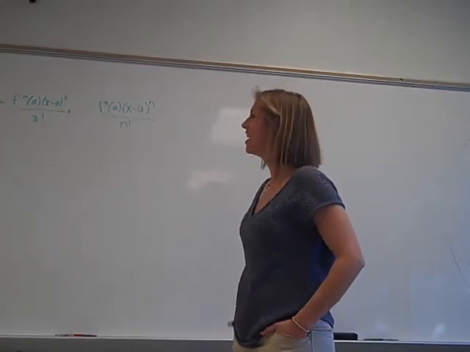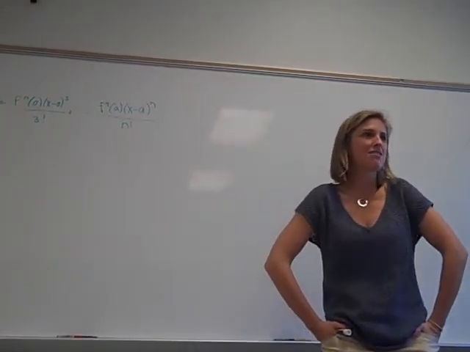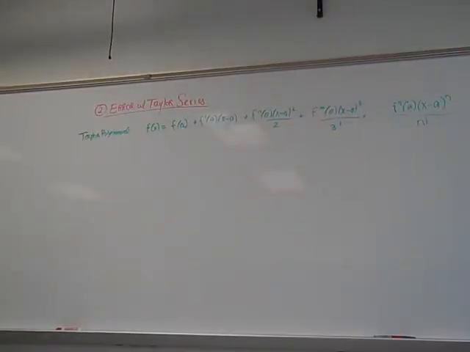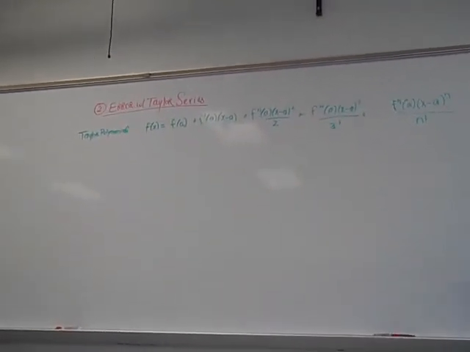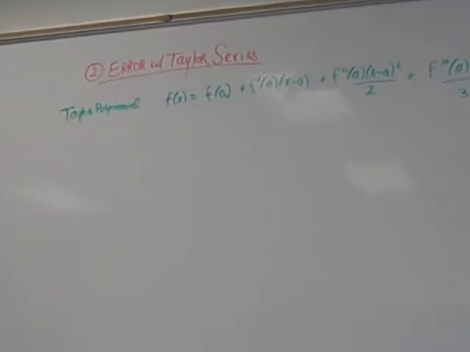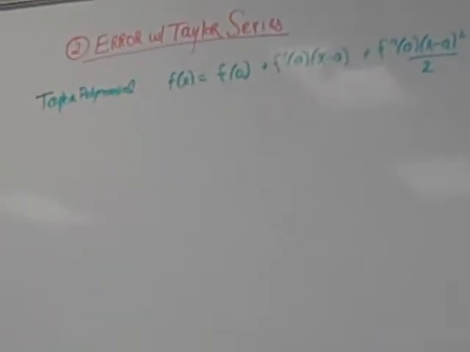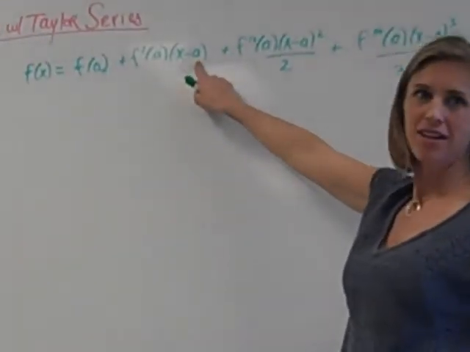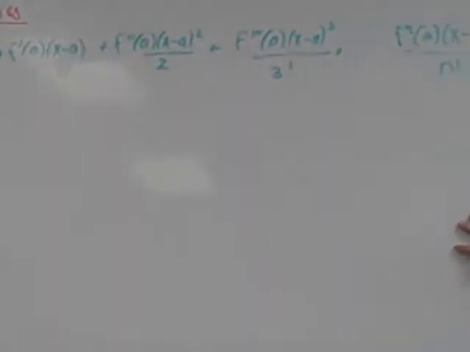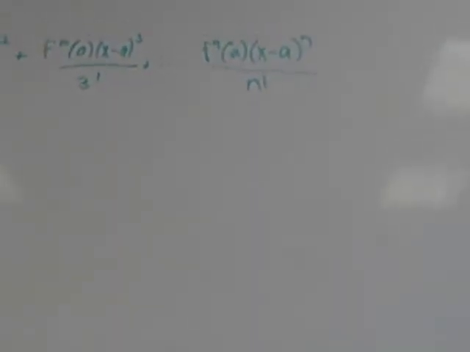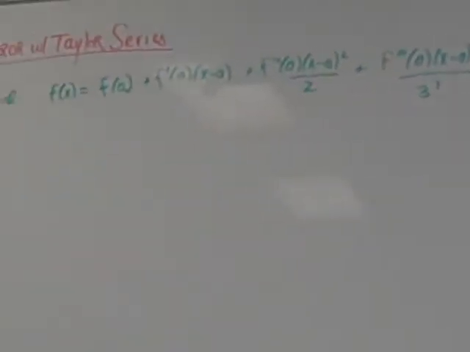Alright, so what did I just write up? Is it anything new? This is just the Taylor polynomial formula centered at a. This can be centered anywhere. It doesn't have to be centered at 0. If it was at 0, you wouldn't have any of those a's. It would just be x to the whatever.